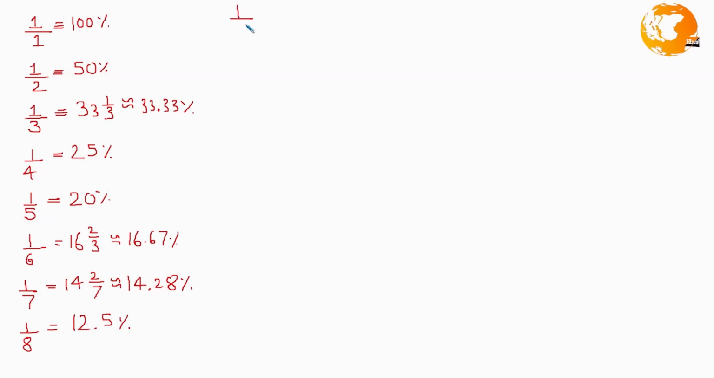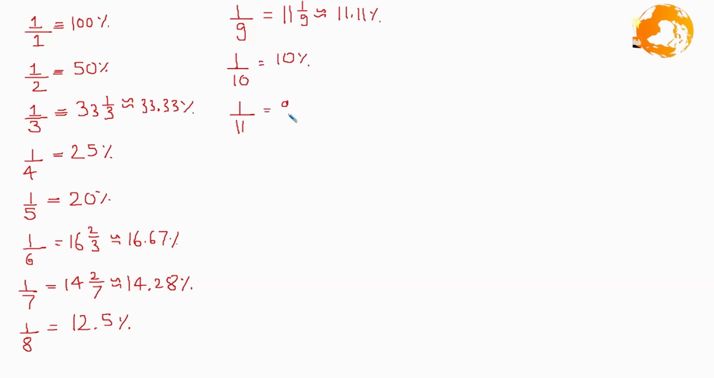1 by 9, again, it's very simple. 1/3 of 1/3. So 1/3 of this would be 11.11. So 11 and 1/9, or 11.11. 1 by 10 is 10%. Right? Simple. 1 by 11, new number. So it's 9 and 1/11th. And roughly that's 9.09%. 1 by 12 is half of 1/6. So half of this would be 8.33. So it's 8 and 1/3.